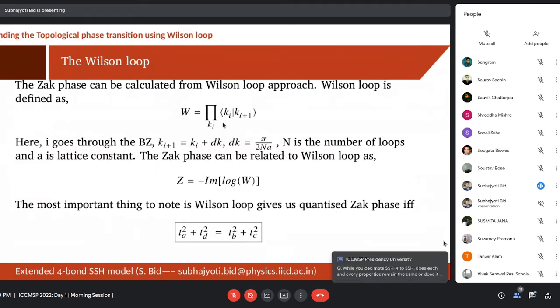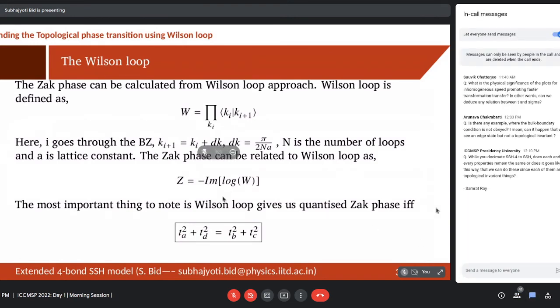And I see that the Wilson loop, the formula is this: you need the eigenvectors and you need to do a product using a for loop or a while loop, whatever it is. And then I need to take the imaginary part and log of that Wilson loop. And that Wilson loop gives me quantized Zak phase if and only if Ts square plus Td square equals Tb square plus Tc square, this equation is satisfied.